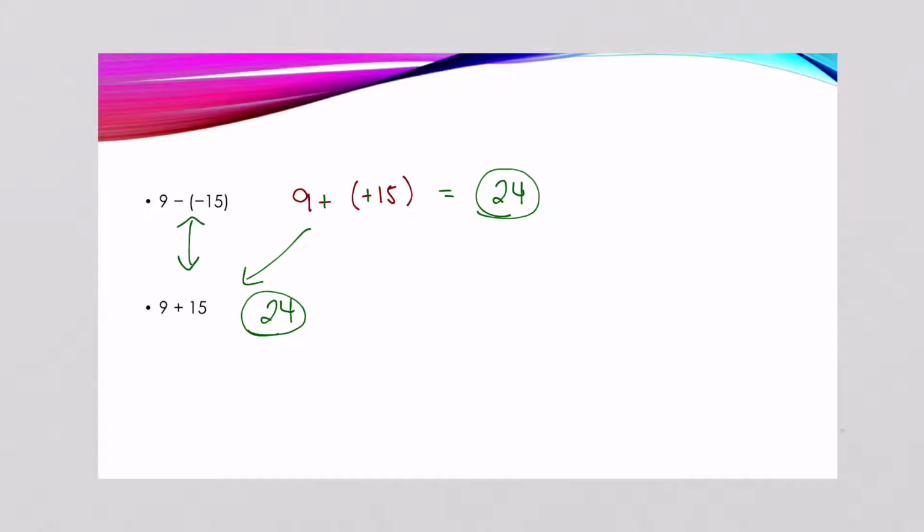Nine minus negative 15. You have a double negative here, so make sure that you change those signs. That's the same thing as 9 plus 15, which is 24. And again, down here, 9 plus 15, 24. So two different ways to write the same problem.